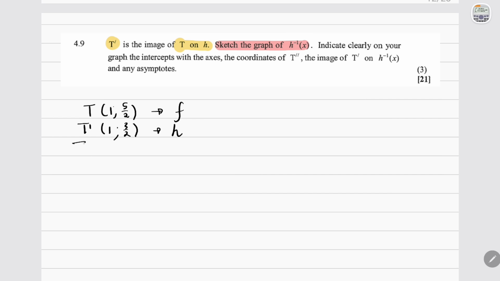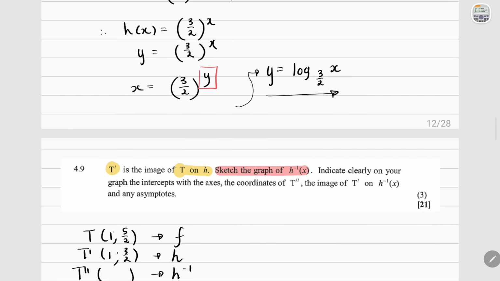Okay, so what they're referring to is going to be the image of whatever this is on the inverse of h. So you know how to get the inverse function, right? To get the equation of the inverse function, we first swap x and y, and then you make y the subject. You saw how we did that. So the whole point is, if you have a graph, all the points on the inverse would simply be a swap of x and y.